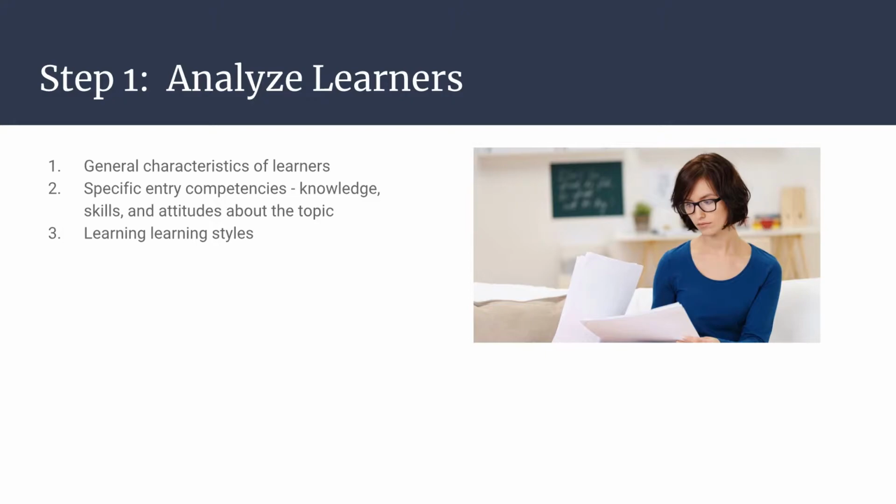Student information is critical and must include grade level, ages, and percentages of gender and socioeconomic status. Include any mental, emotional, physical, or social information. Also include their prior knowledge or entry competencies and their learning styles, whether it be visual, kinesthetic, verbal, etc.